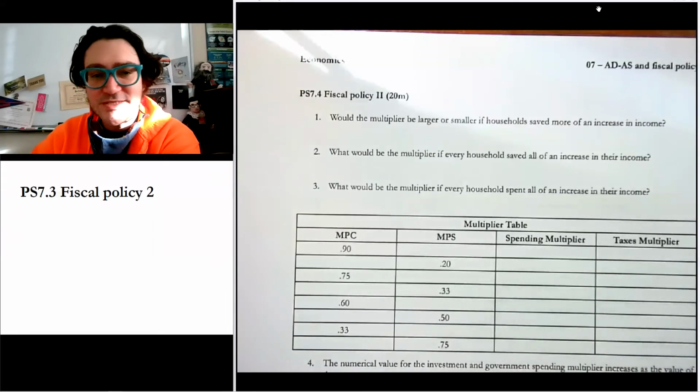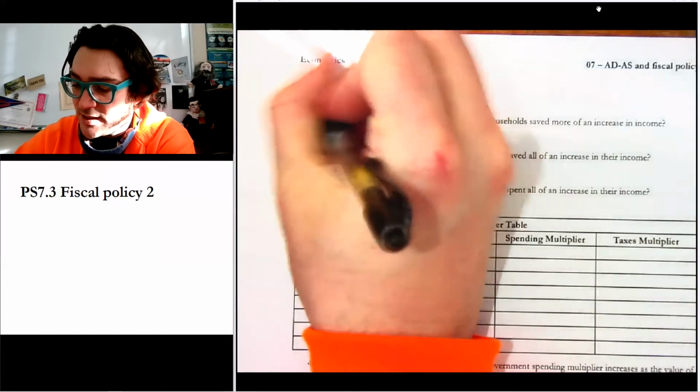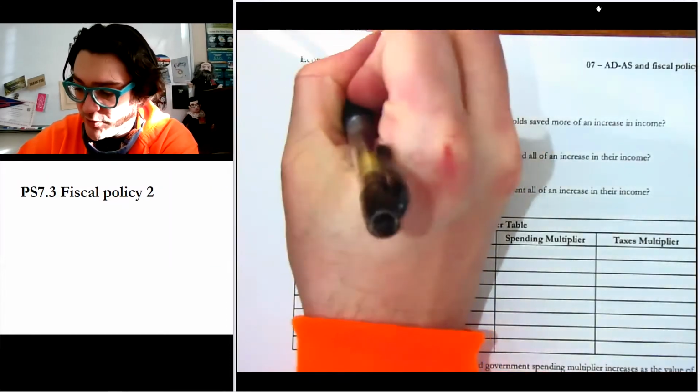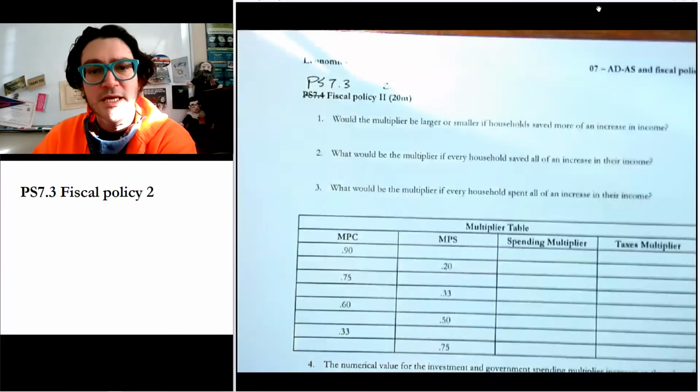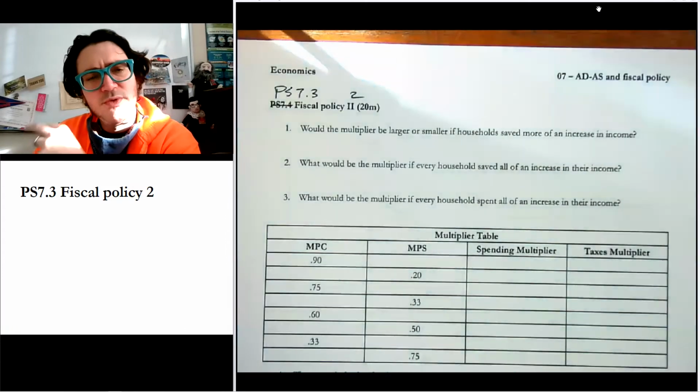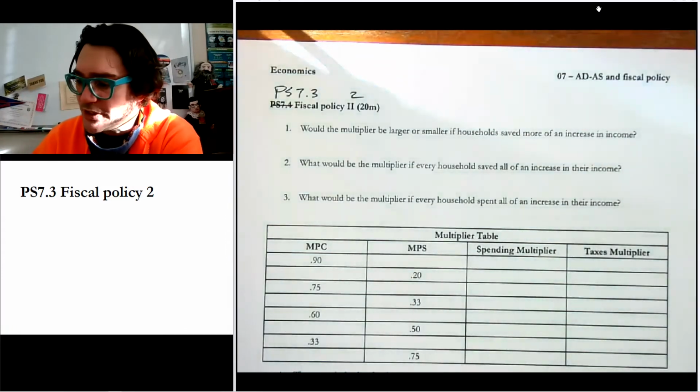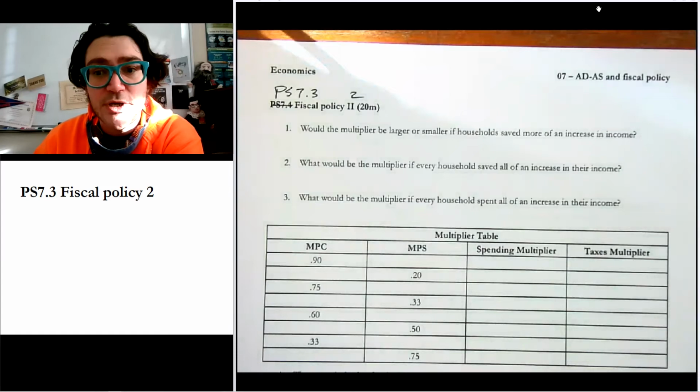Hello there. So in this video, we're going to be doing the second practice problem in 7.3 about fiscal policy. It's really just kind of going around those multipliers that we looked at earlier and doing a little bit of practice with those.